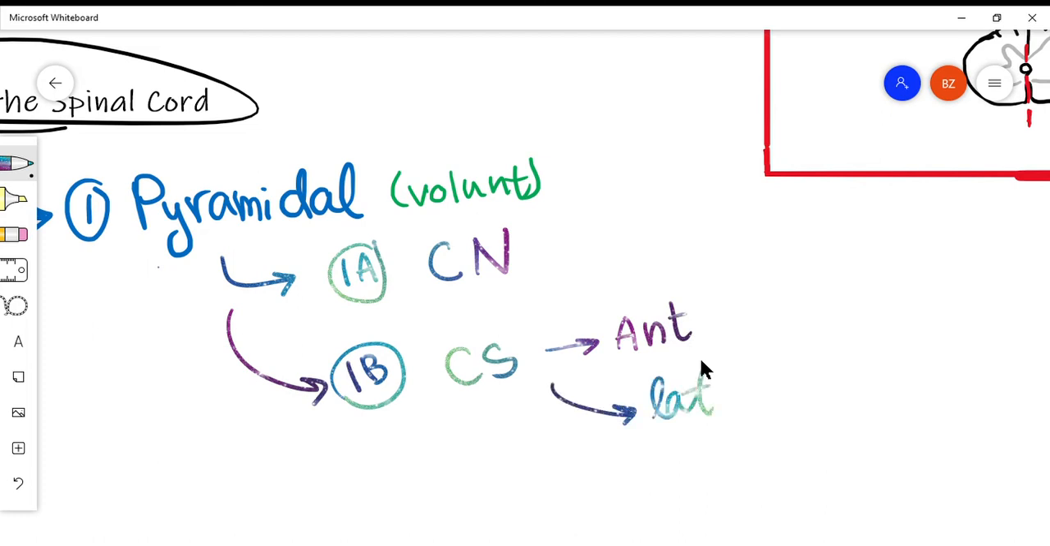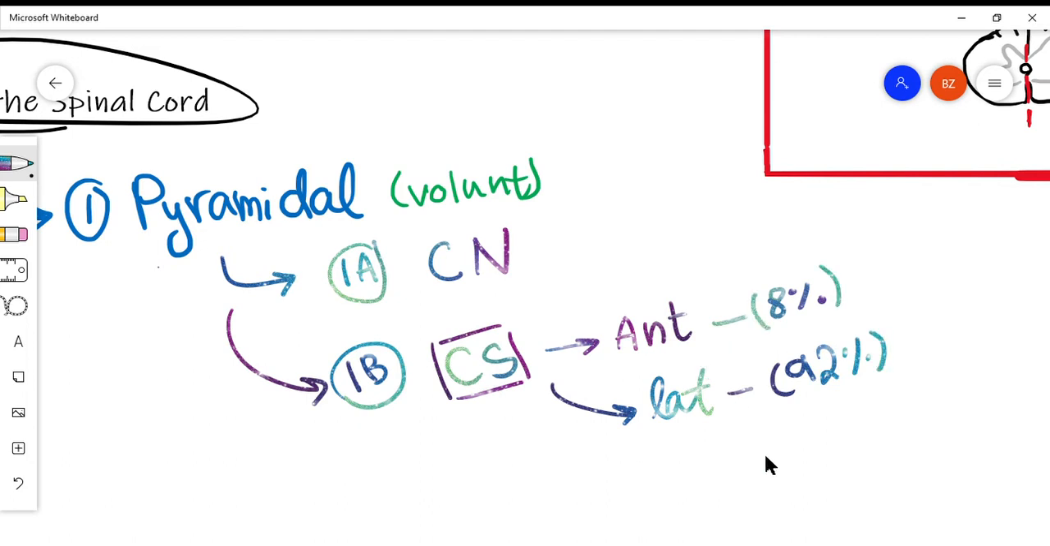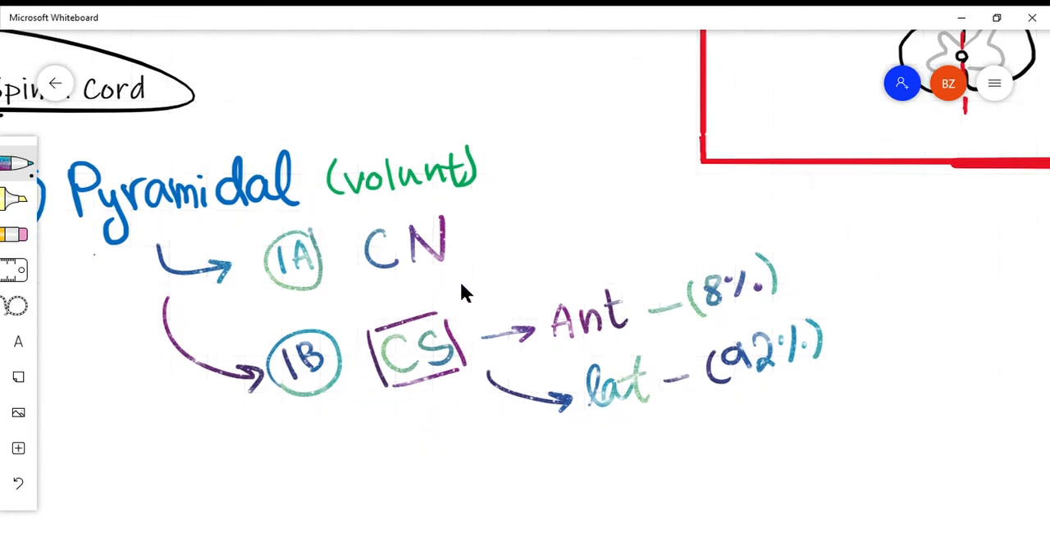Okay. So the anterior division represents like 8% of the corticospinal tracts. The lateral represents 92%. Okay, so 8 plus 92 equals 100 of the corticospinal. The corticonuclear is something else.